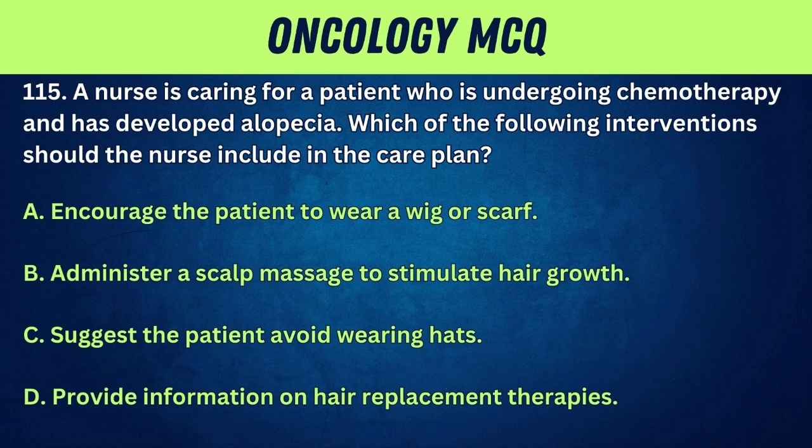115. A nurse is caring for a patient who is undergoing chemotherapy and has developed alopecia. Which of the following interventions should the nurse include in the care plan? A. Encourage the patient to wear a wig or a scarf. B. Administer a scalp massage to stimulate hair growth. C. Suggest the patient avoid wearing hats. D. Provide information on hair replacement therapies.